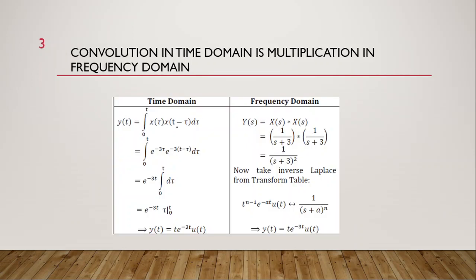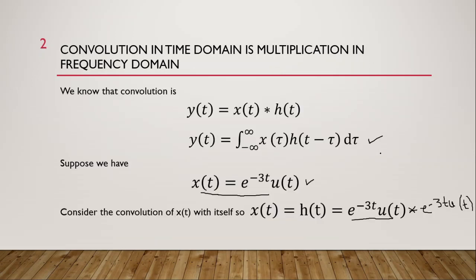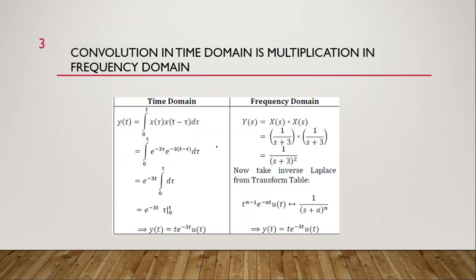My integration will run from 0 to t because I have u of t here. When I put the value of e power minus 3t here and solve it, after integrating and putting the values, I get the output of the signal, y of t. So e power minus 3t u of t convolved with e power minus 3t u of t gives t e power minus 3t u of t.